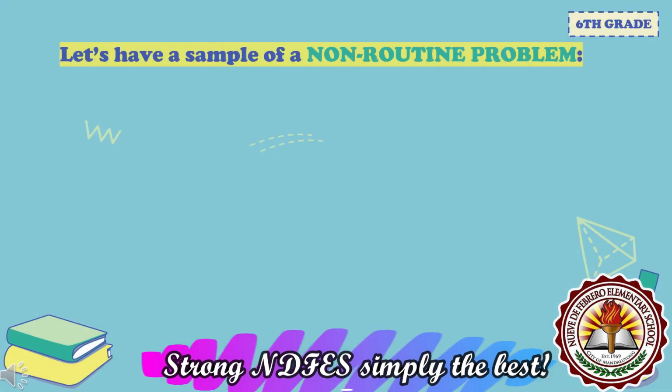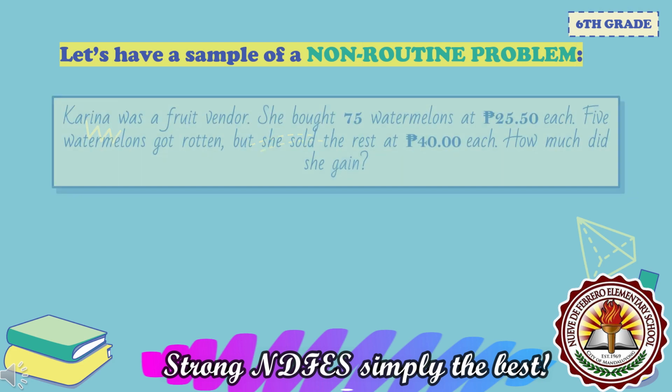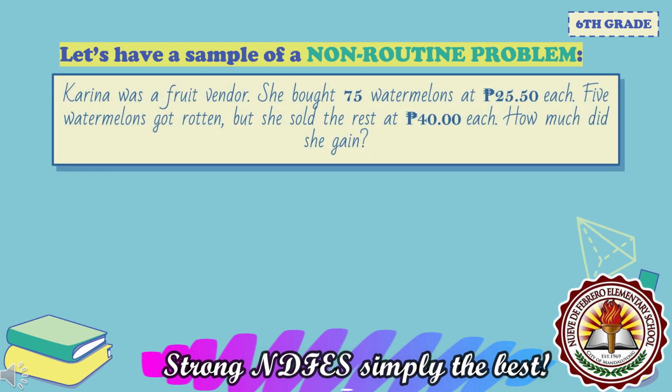Let's go to a non-routine problem. Karina was a fruit vendor. She bought 75 watermelons at 25 pesos and 50 centavos each. 5 watermelons got rotten, but she sold the rest at 40 pesos each. How much did she gain?